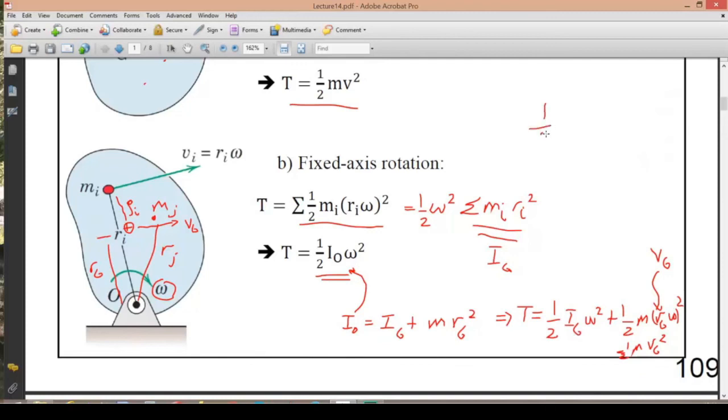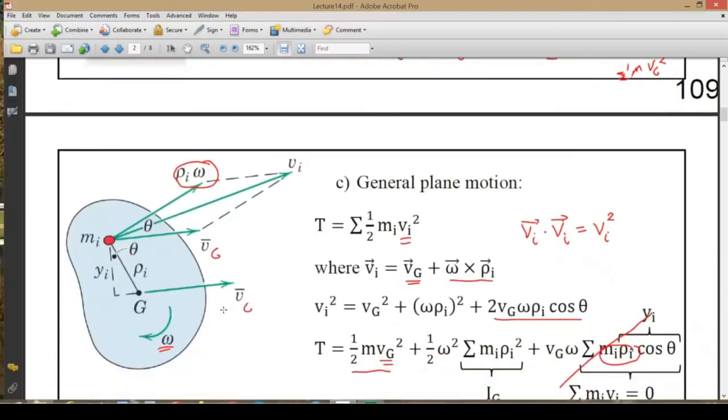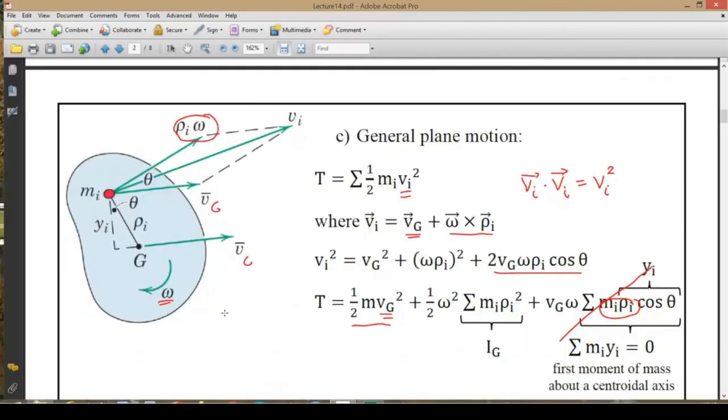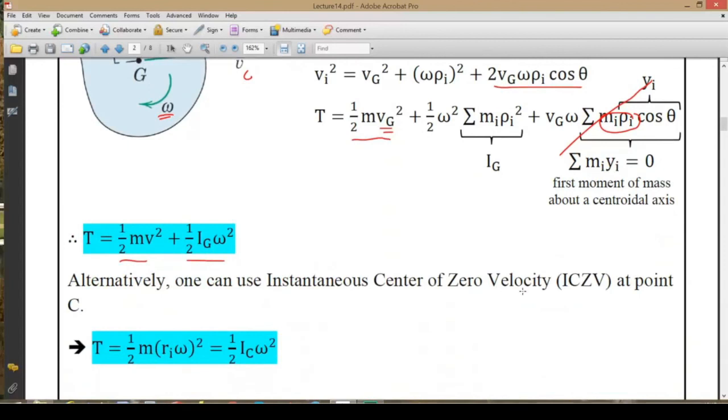1/2 m V_g squared plus 1/2 I_g omega squared. How did I do that? This one-term kinetic energy was defined with respect to this fixed axis rotation. So the question is, in a general plane motion, do we have such a case? We have such a case instantaneously, and we call that location the instantaneous center of zero velocity.